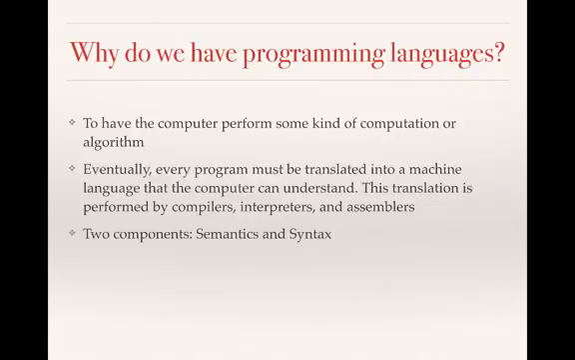Eventually, every program must be translated into a machine language that the computer can understand. This translation is performed by compilers, interpreters, and assemblers. So basically, a compiler is a program that translates human readable source code, which is a programming language, into computer executable machine code. To do this successfully, the human readable code must comply with the syntax rules of whichever programming language it is written in. The compiler is only a program and cannot fix your program's errors for you. If you make a mistake, you have to correct the syntax or it won't compile.